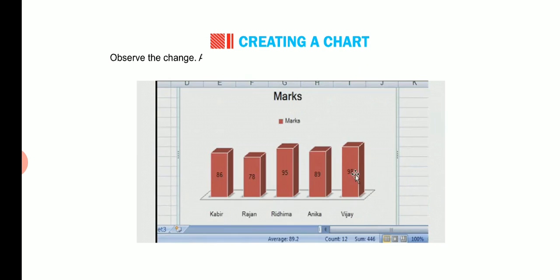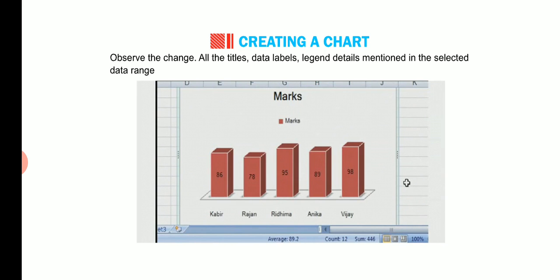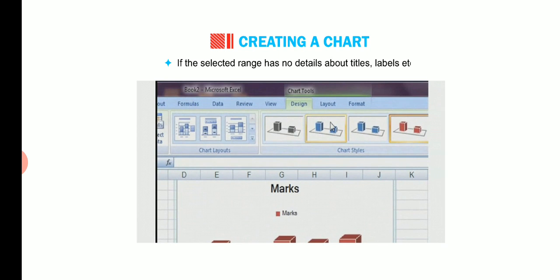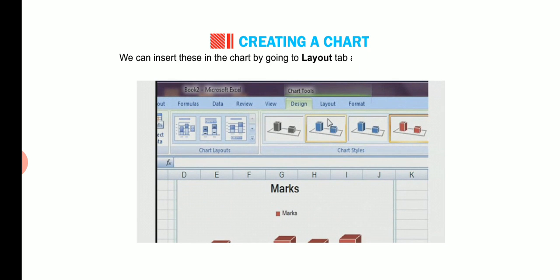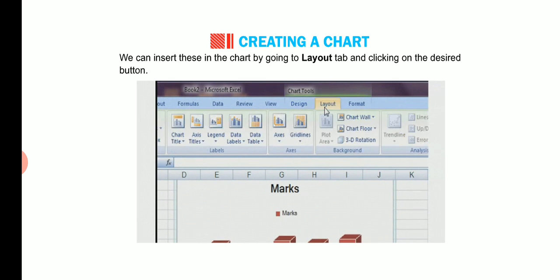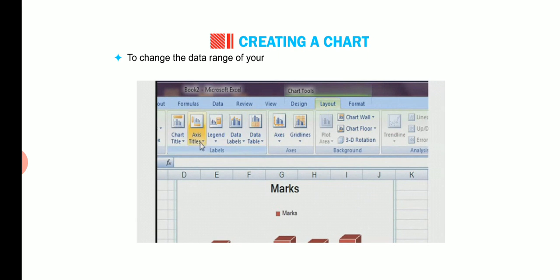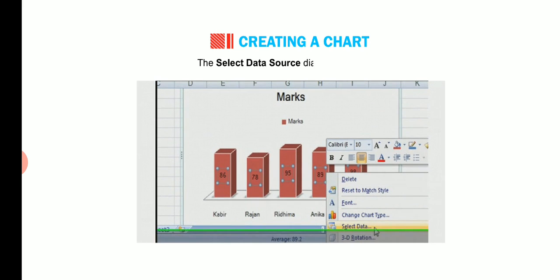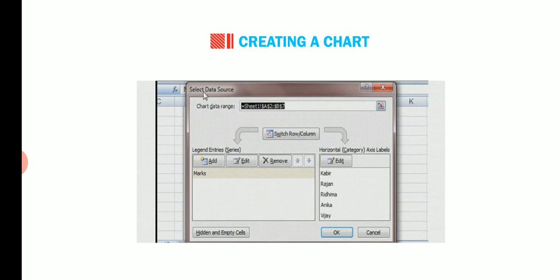Observe the change. All the titles, data labels, legend details mentioned in the selected data range will be displayed in the chart. If the selected range has no details about titles, labels, etc., we can insert these in chart by going to Layout tab and clicking on the desired button. To change the data range of your chart, click right on it and click on Select Data from the shortcut menu. The Select Data Source dialog box appears. Click on OK after making the desired changes.